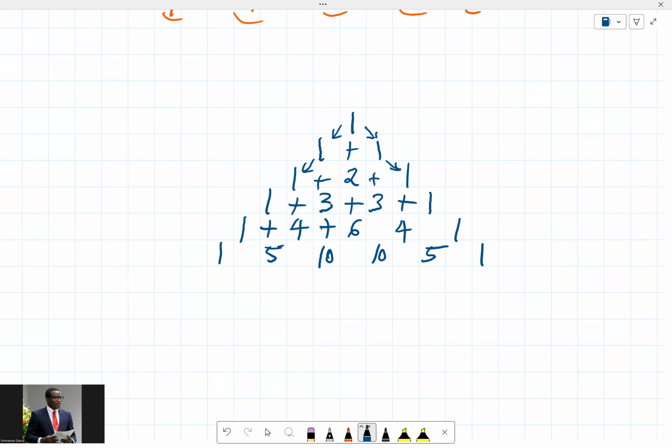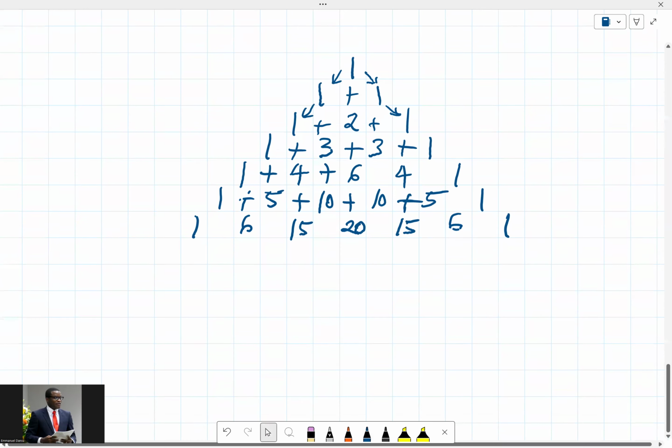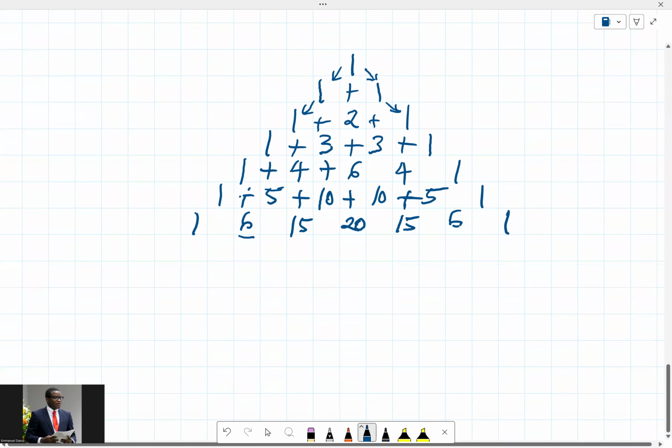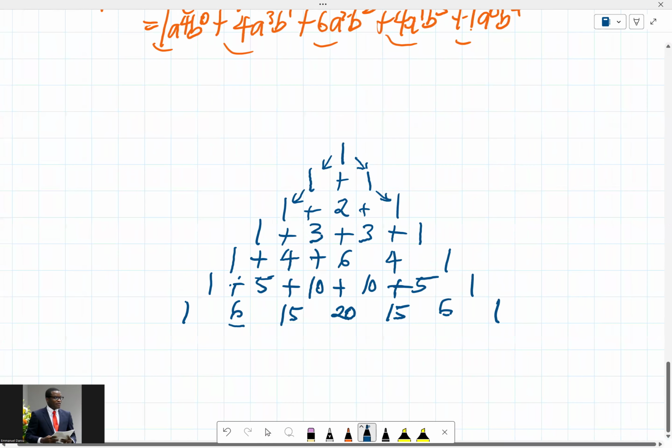Next one, you drop 1. 1 plus 5, 6. 5 plus 10, 15. 10 plus 10, 20. 10 plus 5, 15. Then 5 plus 1, 6. And then drop 1. Okay. So we can go on. So this is when you have power 6. So this tells you the power 0, 1, 2, 3, 4, 5, 6.